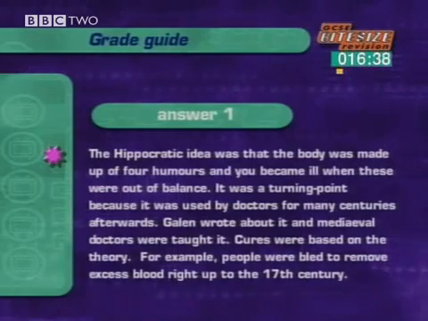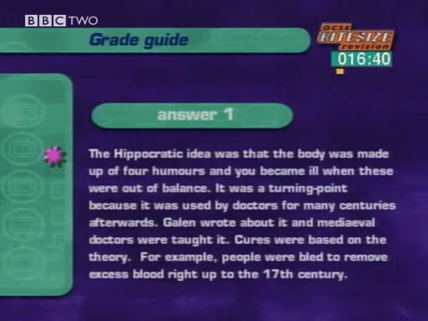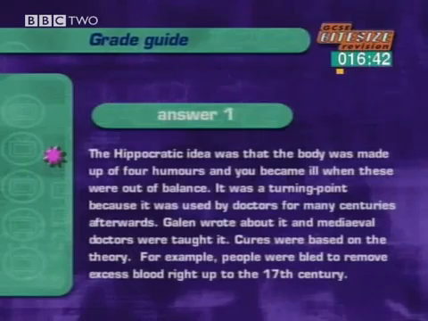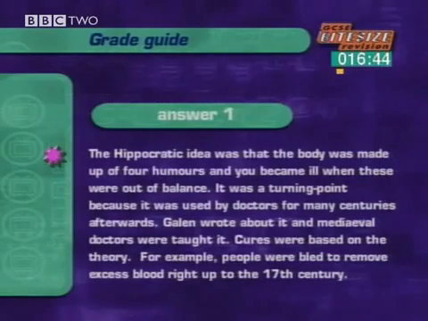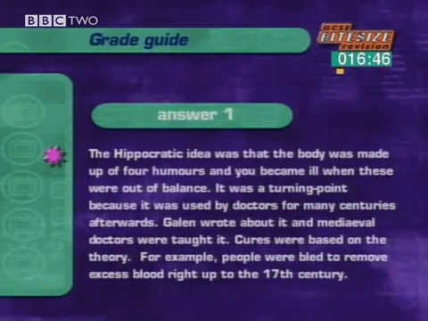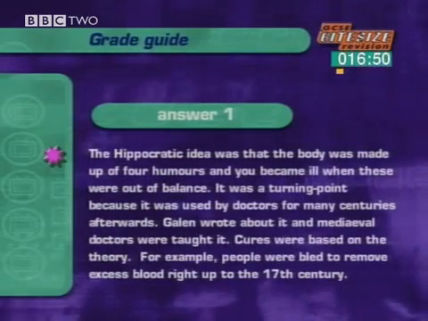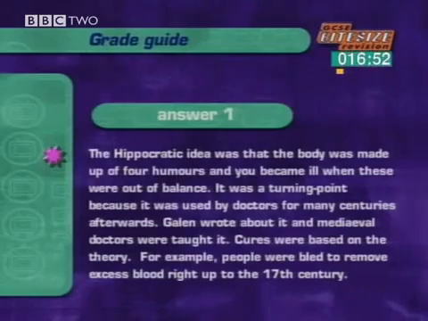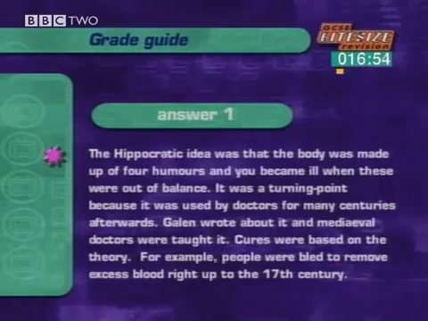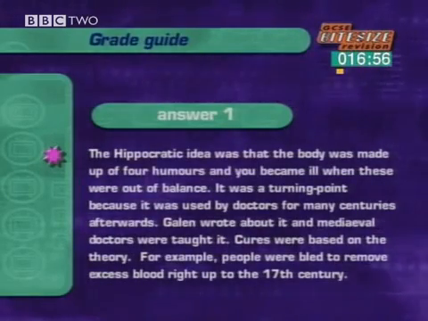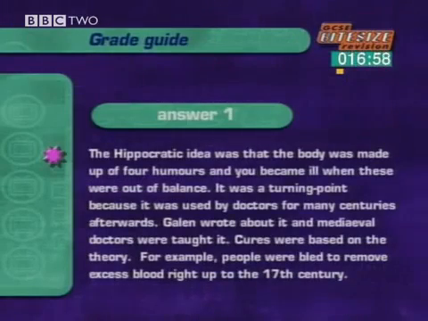The Hippocratic idea was that the body was made up of 4 humours and you became ill when these were out of balance. It was a turning point because it was used by doctors for many centuries afterwards. Galen wrote about it and medieval doctors were taught it. Cures were based on the theory. For example, people were bled to remove excess blood right up to the 17th century.